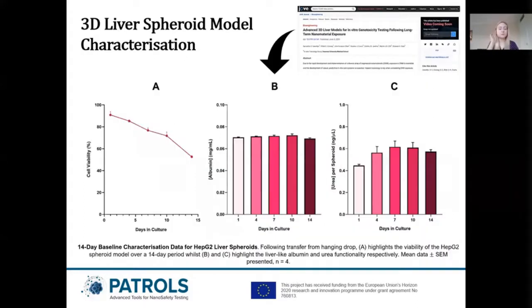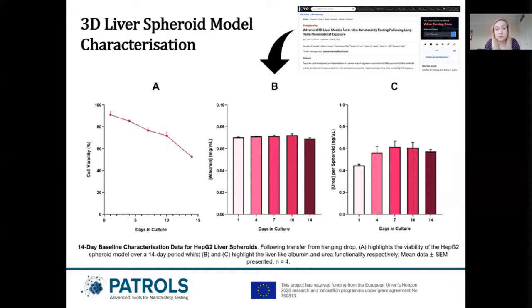Once we developed this model, we did some baseline characterization work to see how the model performs and compares to other models on the market. We found this model remained viable for over 10 days in culture and was shown to maintain, if not increase, albumin and urea production throughout the 14 days in culture. This highlights that the model remains functional throughout the period.